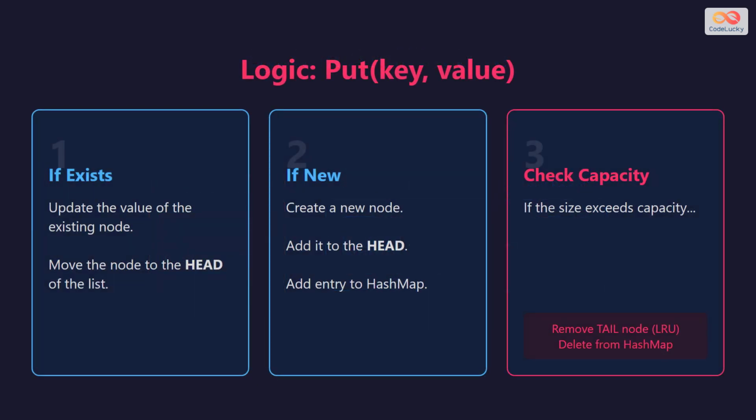When we perform a put operation, if the key exists, we update it and move it to the head. If it is new, we create a node and add it to the head. If the cache is full, we simply remove the node at the tail, which is the least recently used one.